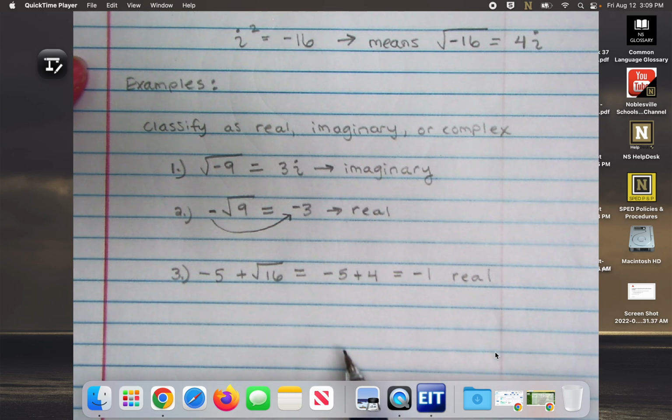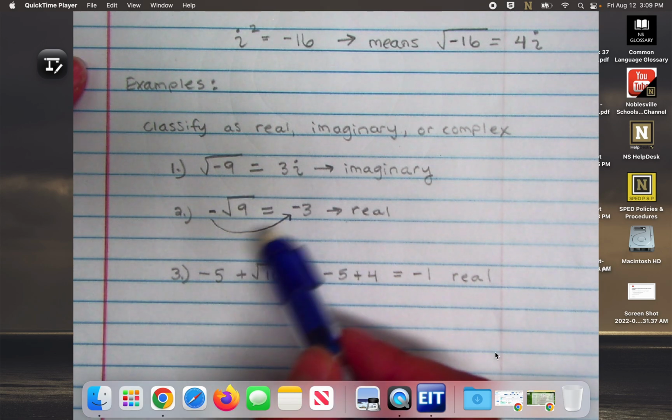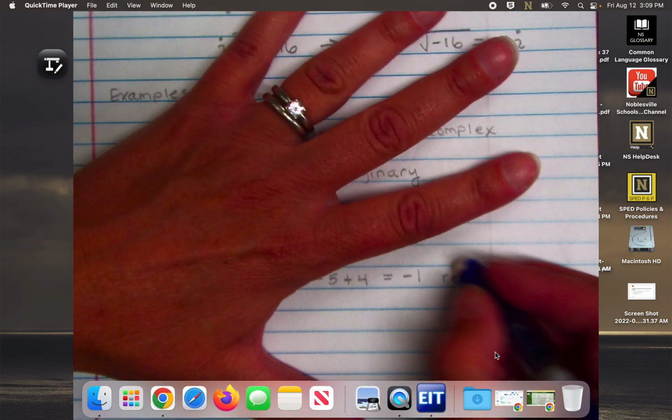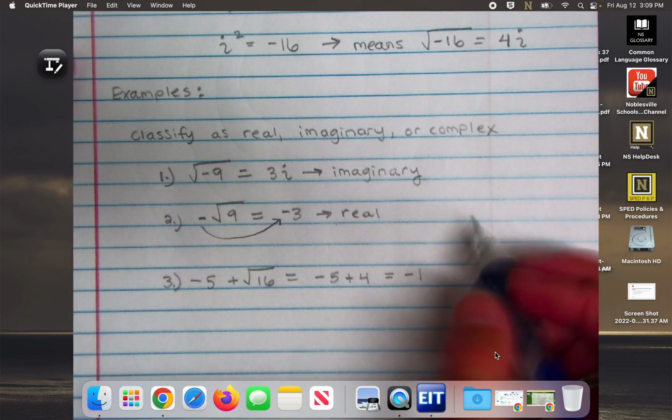Wait, why'd you go down 2 lines on the last one? Oh, because this was going to be a tight fit, so I like to have some space. Here we go.